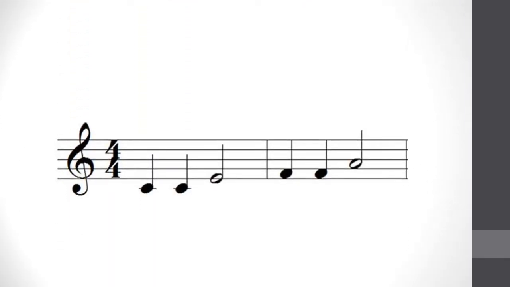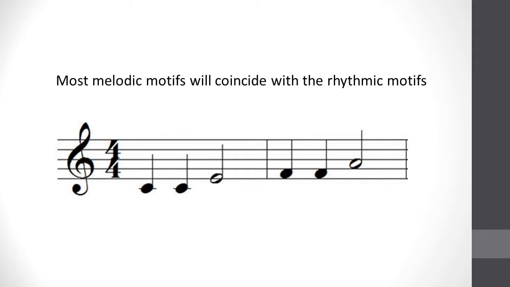Since melody cannot be separated from rhythm, most melodic motifs will coincide with the rhythmic motifs. In the following diagram, the melodic motif, repeated note followed by a rising major third, goes hand in hand with the rhythmic motif, two quarter notes followed by a half note. It is not a necessity that the rhythmic motif remains the same with each reoccurrence of the melodic motif. In fact, oftentimes a melodic motif will be repeated using a different rhythm as a means of developing or varying the motif. Here's an example.